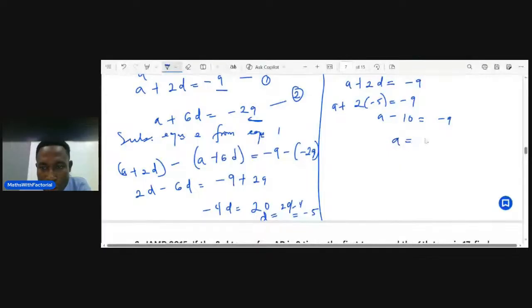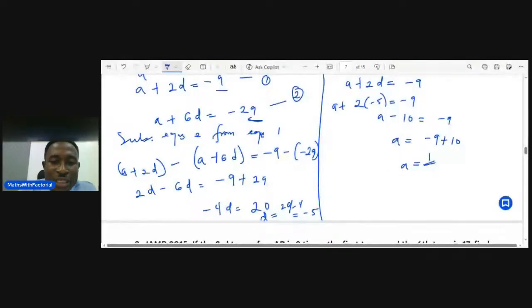Don't forget, I told you something yesterday. If a number is crossing the equal to sign, you are taking it to the other side, the sign changes. So you have minus 10 crossing the equal to sign, it becomes what? Plus 10. So a equals to what? A equals to minus 9 plus 10, which is 1. So you have your a to be 1, you have your d to be minus 5.